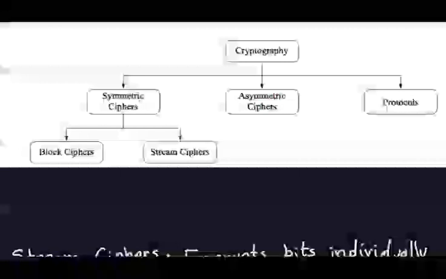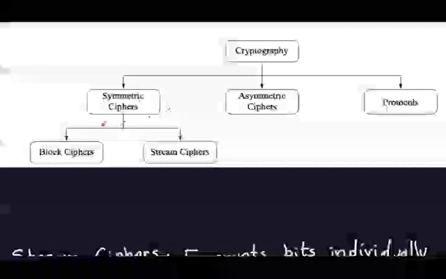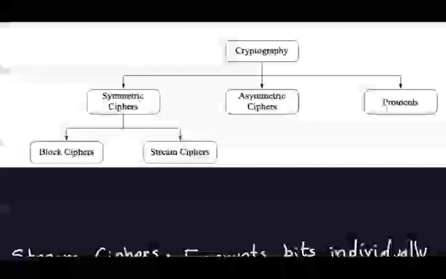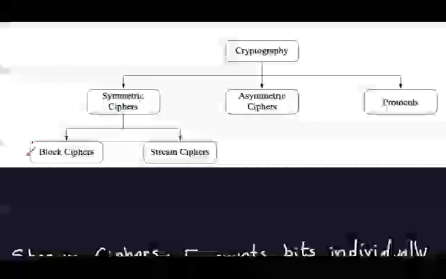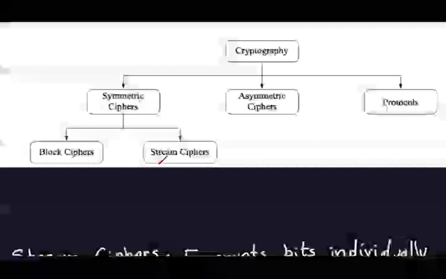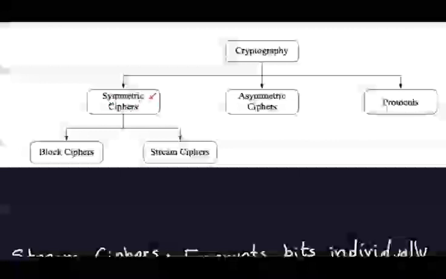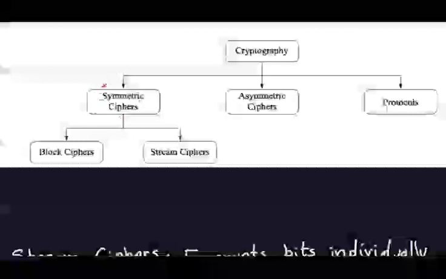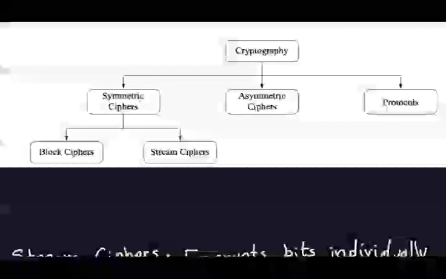Now, a little bit further, the symmetric ciphers are basically divided into two categories. One is the block ciphers, and the other is the stream ciphers. We're going to talk about maybe the next couple of videos or more about the stream ciphers, and after that we'll concentrate on the block ciphers. So there are two kinds of symmetric ciphers, block and stream, and remember, symmetric means that the encryption and decryption key are exactly the same, so exactly the same key.